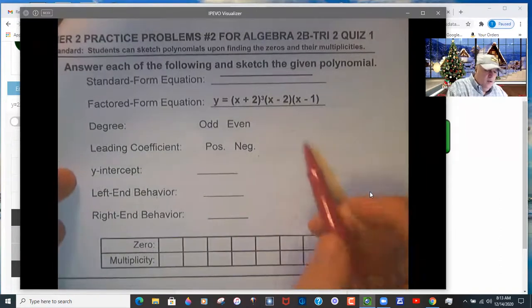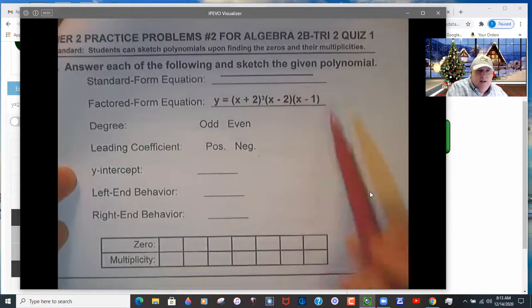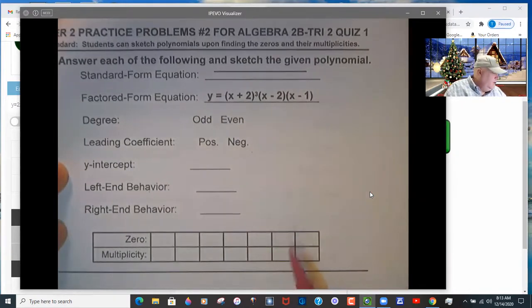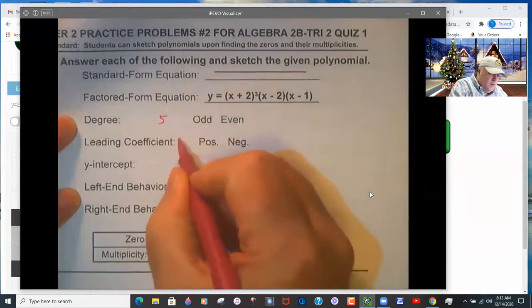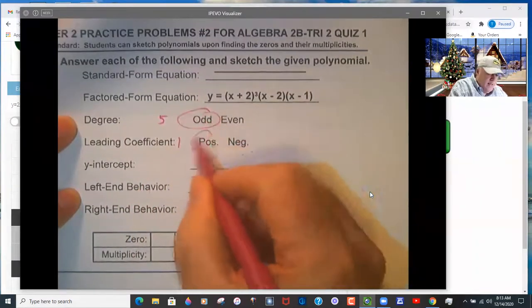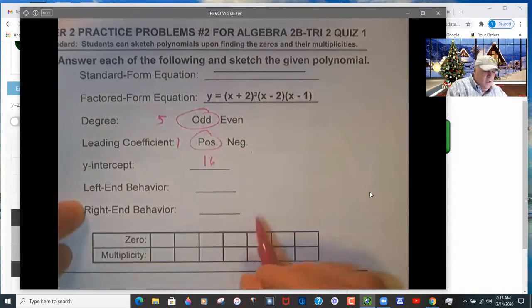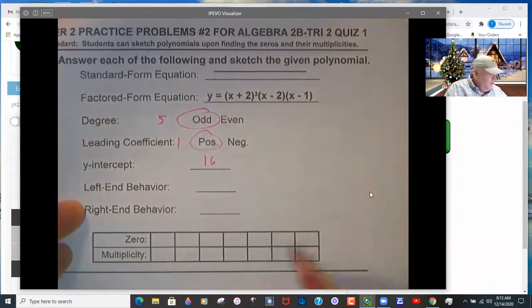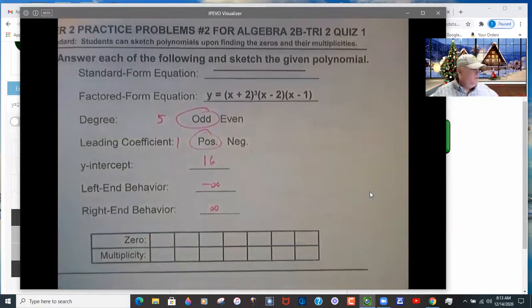All right, so you can go expand this out, although I put a line there so you don't need to, but you'll find that the degree is 5 and the leading coefficient is 1, so it's going to be an odd positive. The y-intercept is going to be 16. And so looking up the odd positive, this is going to be -infinity and positive infinity as you look this up here.